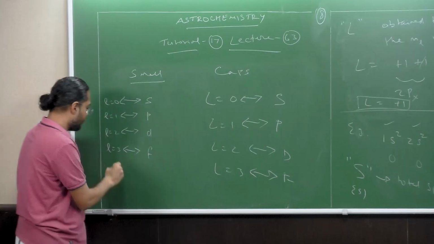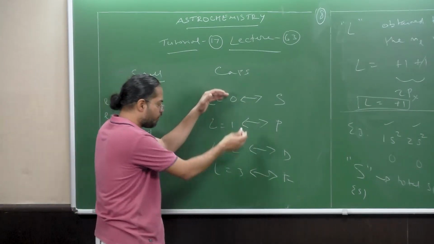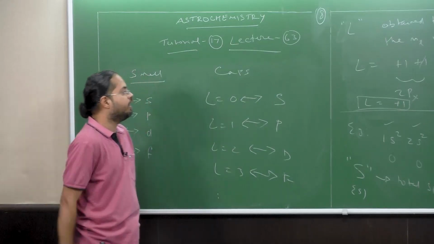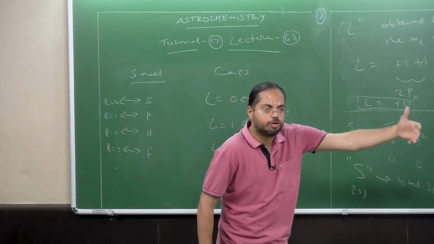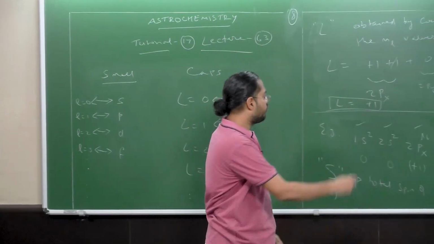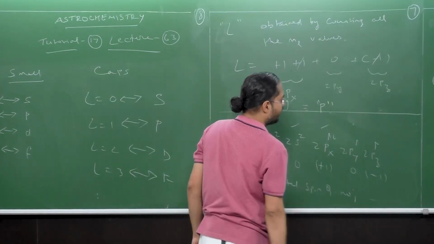By the way, this just keeps going on, but for our purpose, we just stop with this. So therefore, my capital L is equal to plus 1 here. So this corresponds to what L state? This corresponds to the state of a P, a capital P.